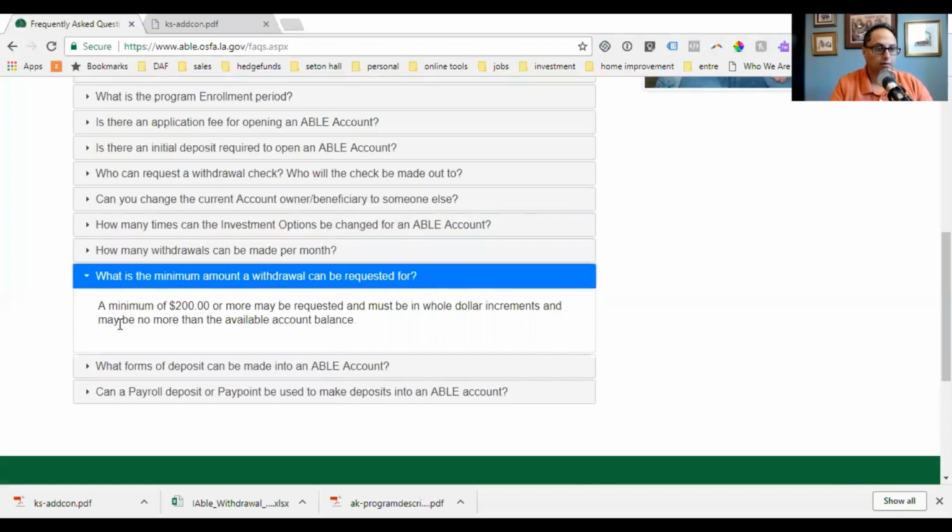What is the minimum amount of withdrawal that can be requested? A minimum amount of $200 or more may be requested and must be in whole dollar increments and may be no more than the available account balance.